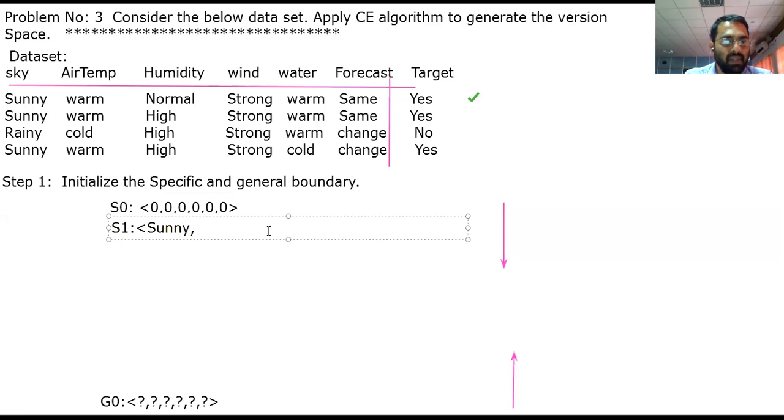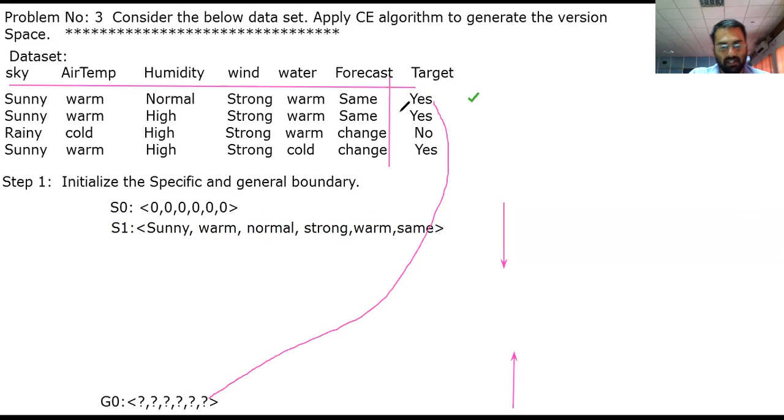Okay. So next is warm, next is normal, next is strong, warm and same. So this is the specific boundary. Now we have to do the same operation to the general boundary. As I explained to you in the last class, here I'm going to write.